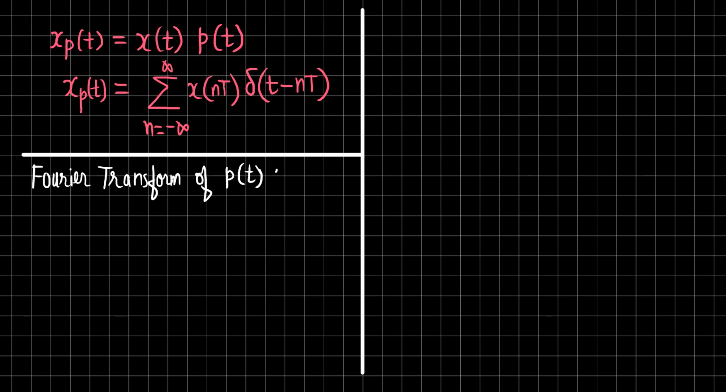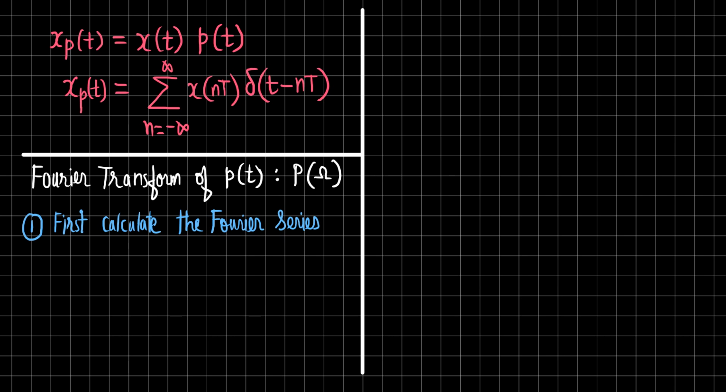Let that be P of omega. So in order to calculate that, first we need to calculate the Fourier series coefficients. We can't calculate the Fourier transform directly just because the signal is periodic in nature. So first we need to calculate the Fourier series coefficients of this P of t.